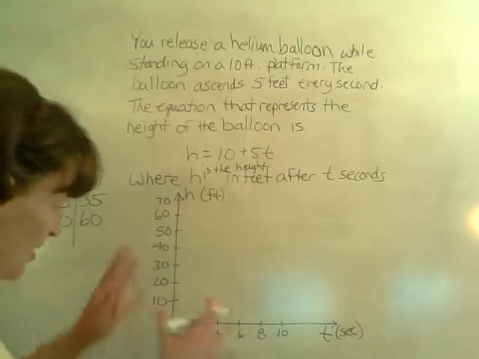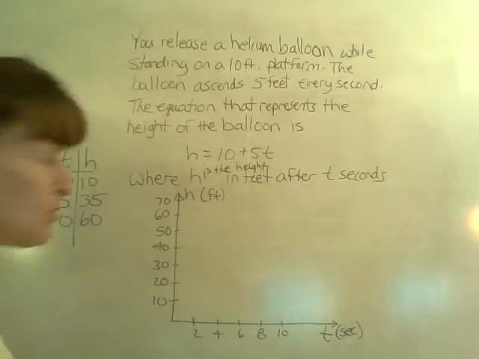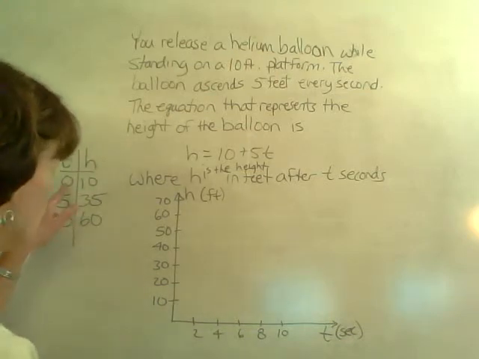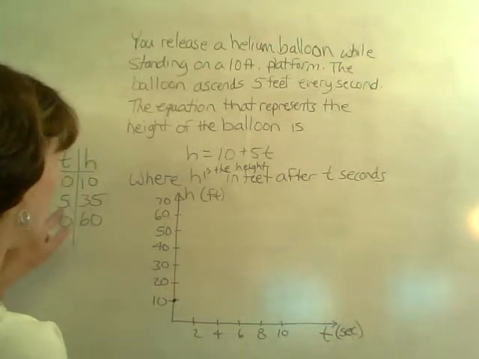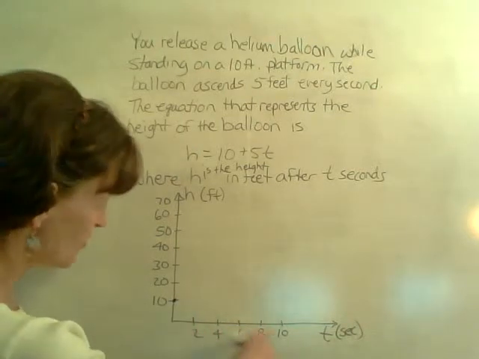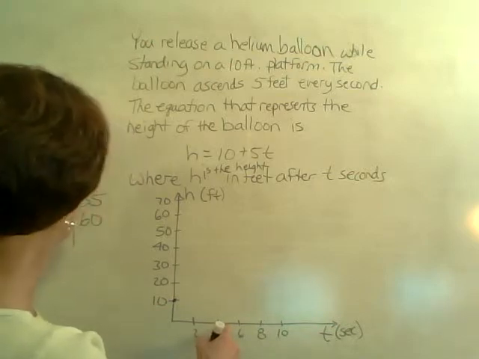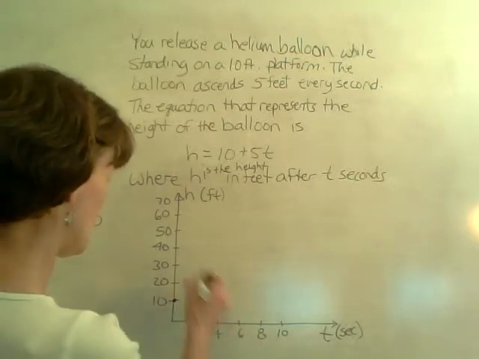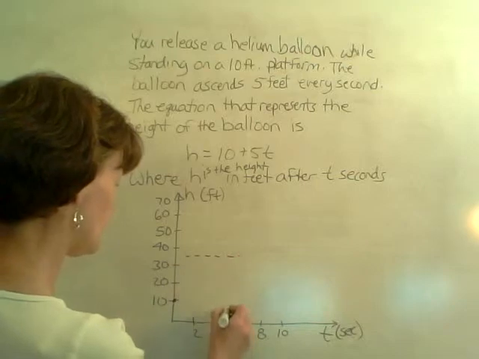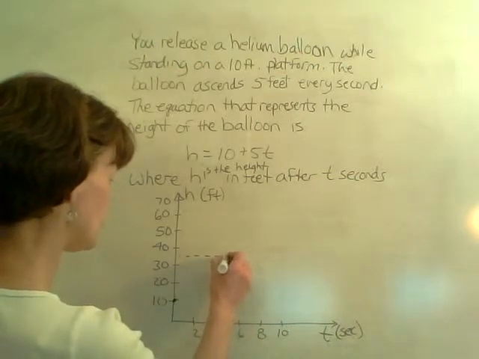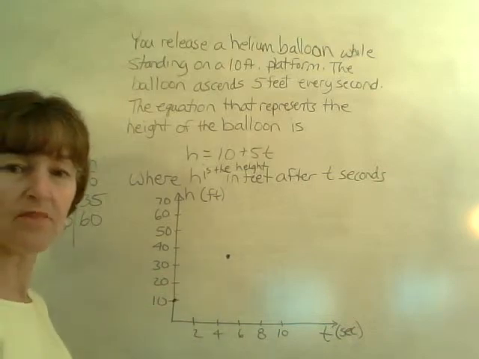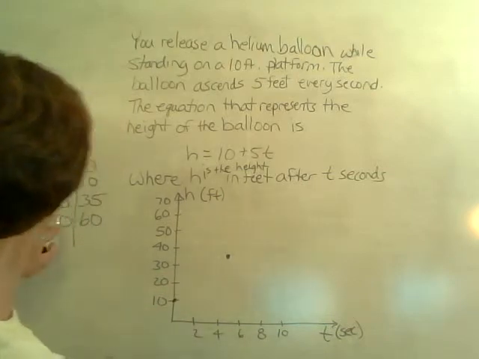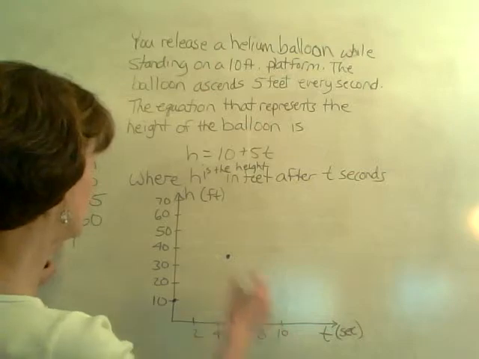Okay, so I've tried to space these evenly. You would do yours on graph paper. Well, let's plot these points. When t is 0, h is 10. All right? When t is 5, well, I haven't marked a 5, but I know 5 is halfway between 4 and 6. Then h is 35. So here's where 35 is. Here's where 5 is. So there's a point on my graph. All right? And then when t is 10, h is 60.